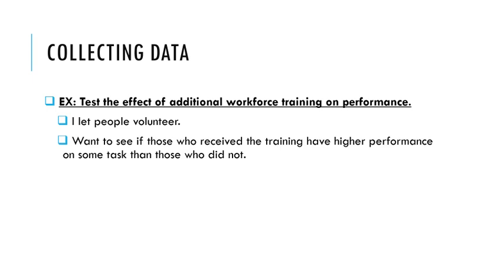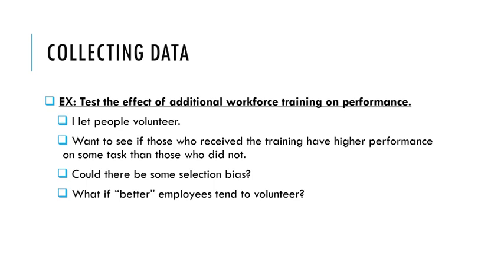Well, I want to see if those who received the training have higher performance on some tasks than those who did not. So maybe there's selection bias in who volunteers. I have to be very, very careful there. If I think that it's possible that maybe higher performance people volunteer, or people that are more open to training are the ones that volunteer, and therefore it could influence performance measures, I could have some selection bias. So again, better employees tend to volunteer. I have just messed up my entire study.